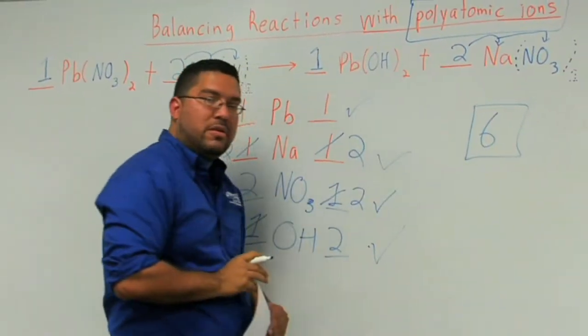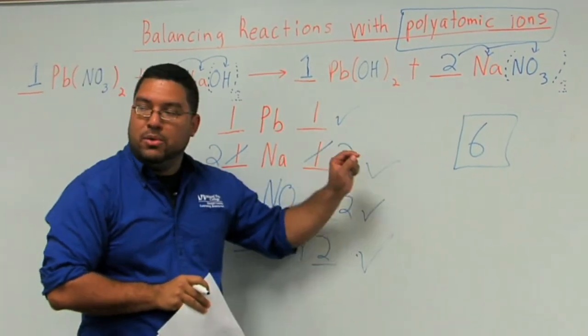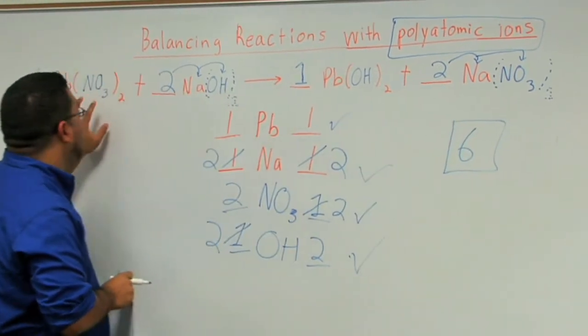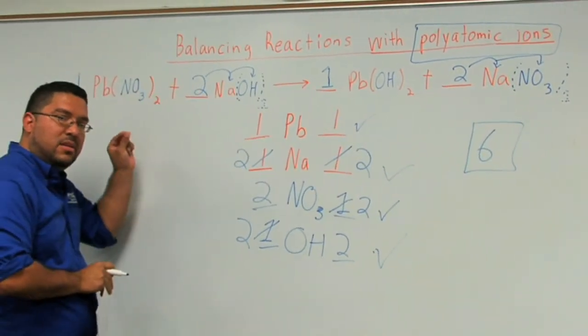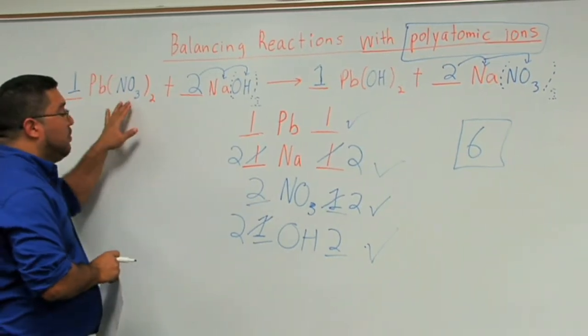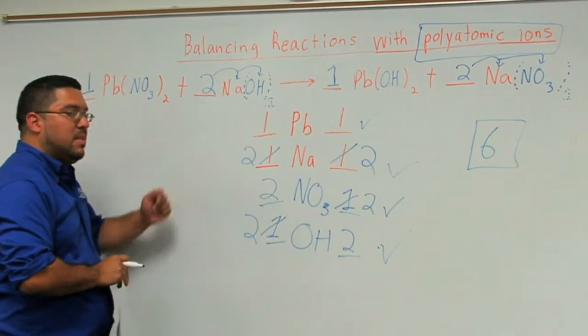This method is much quicker, but you can only do it when you have the exact same polyatomic ion on both sides. So for example, if I had NO3 on the right, but I had NO2 on the left, you cannot use this method. You would have to break them up into individual elements. But when they're both present in the exact same form, that's when you can go ahead and use this method.